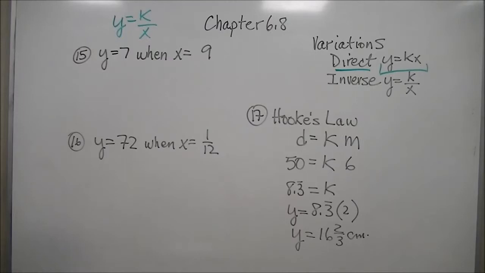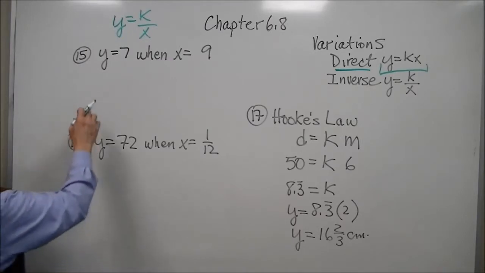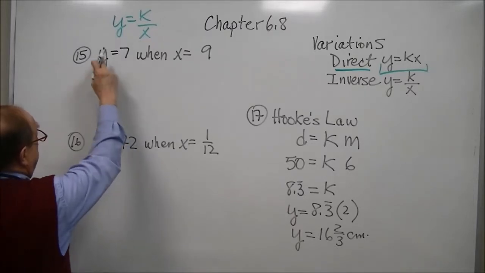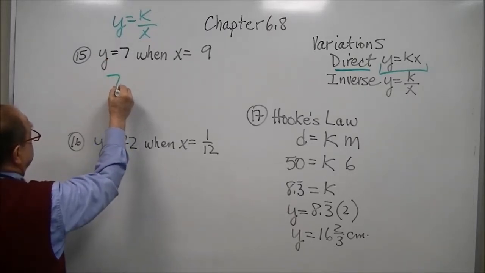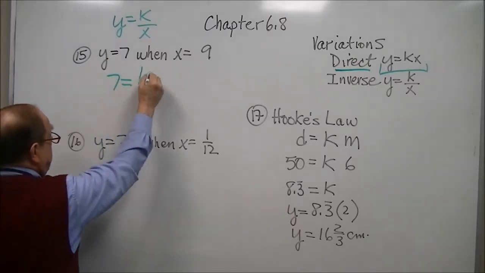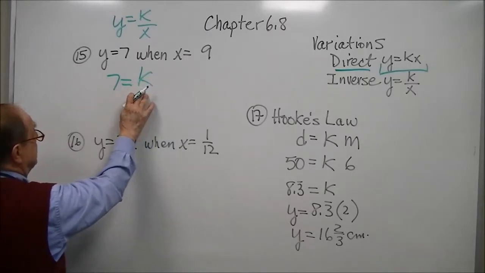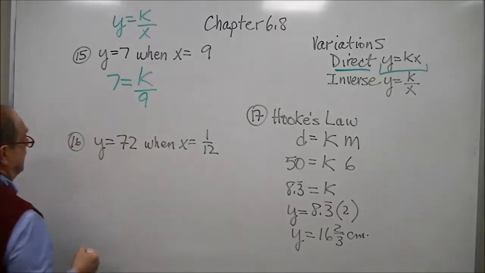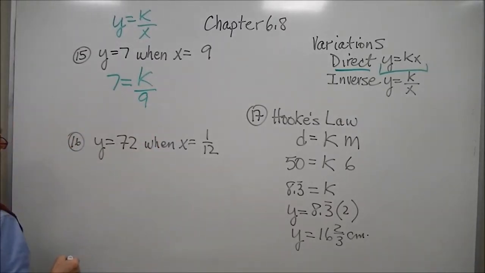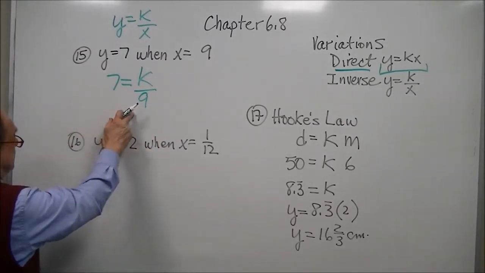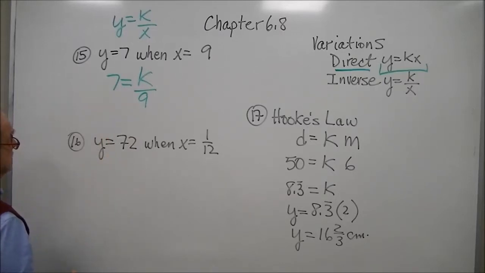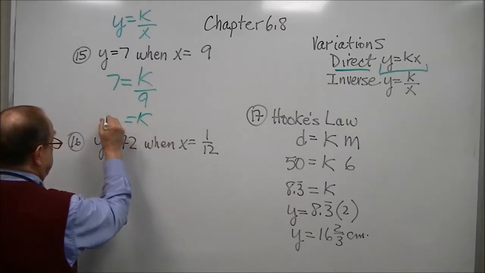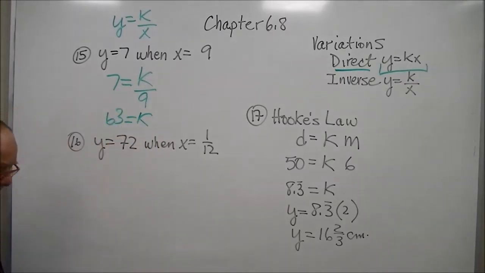So then they're going to give you two items of data. An item for y is 7 here. k you need, that's your constant of variation, and x will be 9. So 9 times 7 is 63. So k is 63.